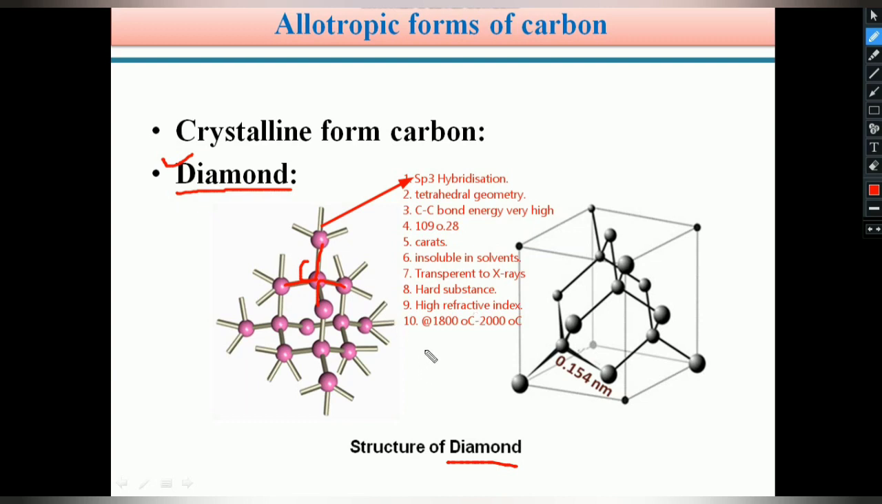And at higher temperatures also it is highly stable. If you heat diamond at a temperature of 1800 degrees centigrade to 2000 degrees centigrade, diamond is converted into another crystalline form of carbon, graphite. It is converted into graphite form.